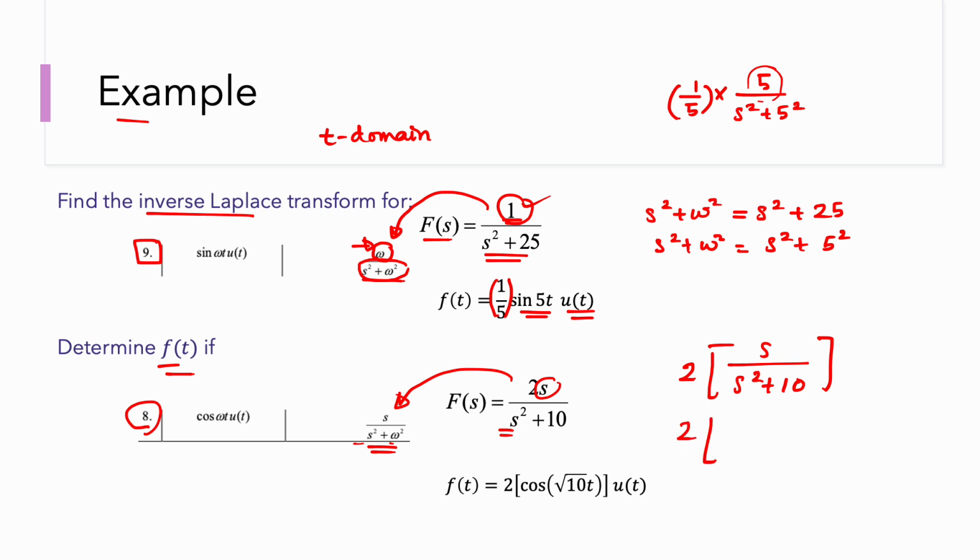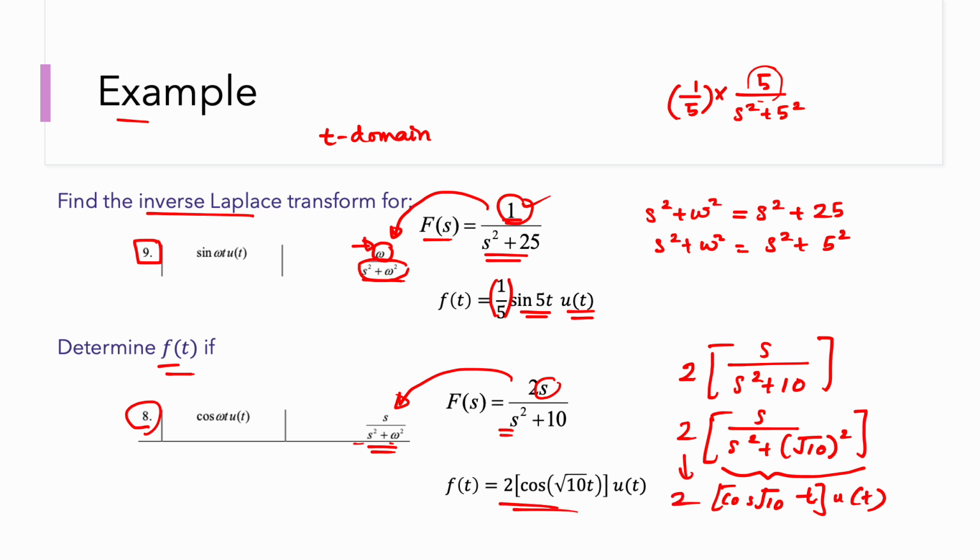So how do we do that? s over s squared plus square root of 10 squared. The square root of 10 squared gives us 10 back. So we add the square root of 10 and bring the 2 in front. Therefore our omega is equal to the square root of 10, so it is cos of square root of 10 t u(t), and don't forget the 2 in front. Therefore you will get this answer.